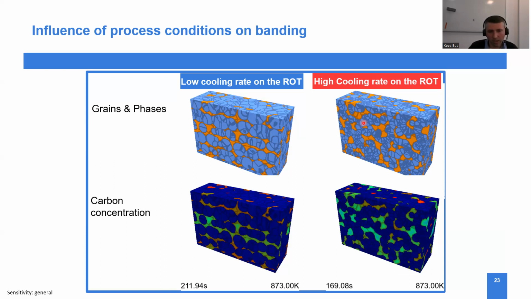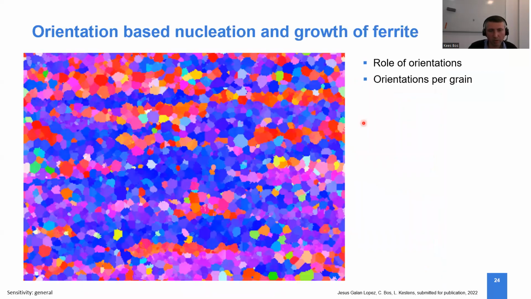And so I think this really shows how powerful this method actually is in producing relevant microstructures that have a real impact on the mechanical properties. But we have to go in the end one level deeper, and then we come into the orientation-based nucleation and growth model. This is work from Jesus Galan Lopez, and he really made a huge improvement to the CASIPT model by introducing orientations to essentially any model. But how do these orientations then play a role?